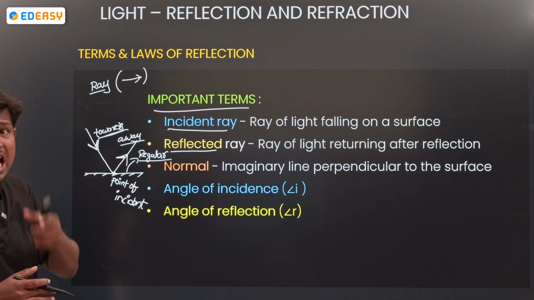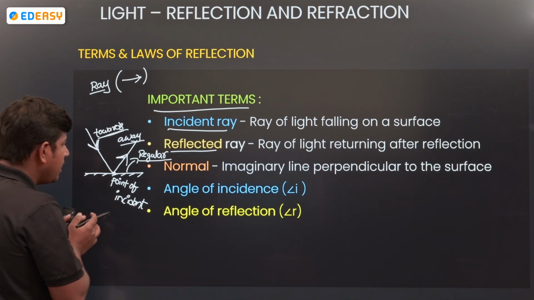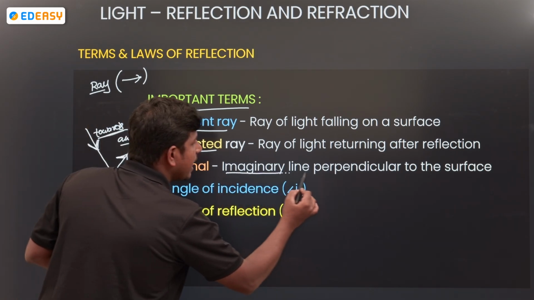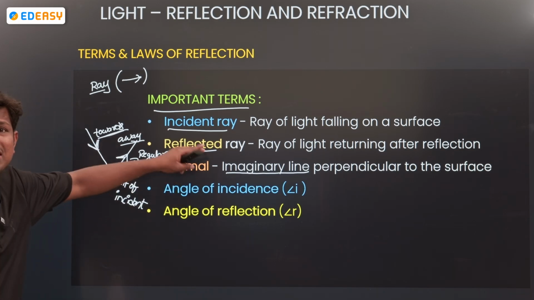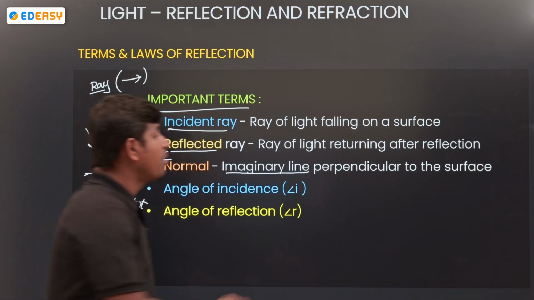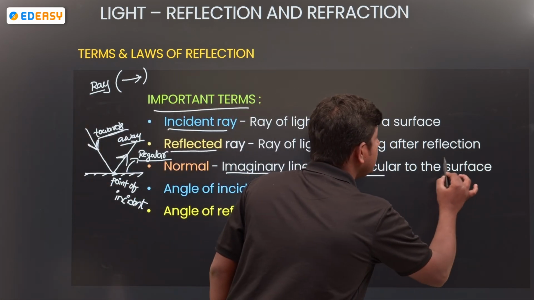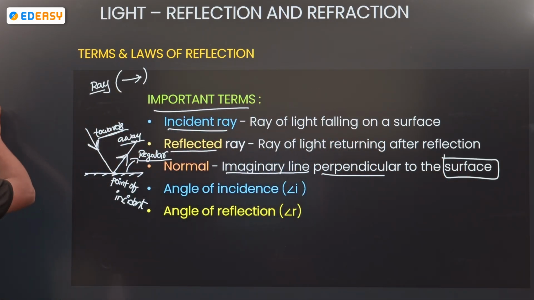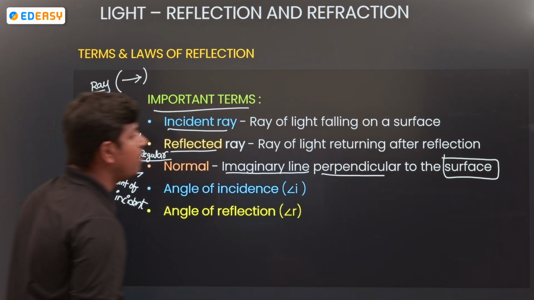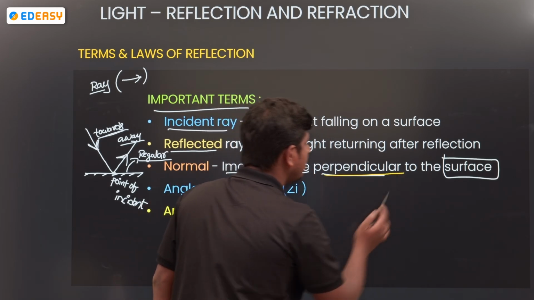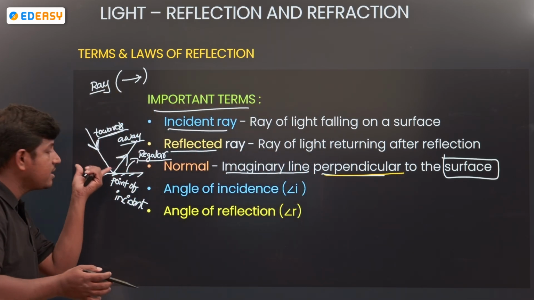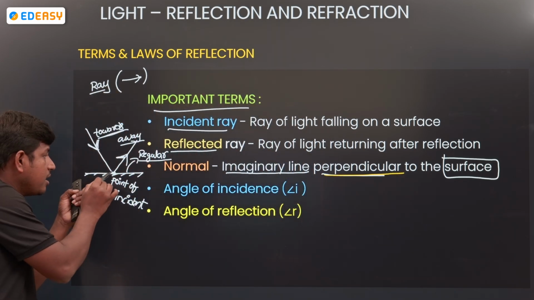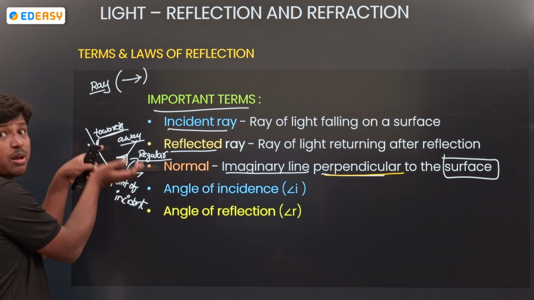And what is the normal? Normal is an imaginary line. How will it be? Perpendicular to the surface. See, here is that surface, and to the surface it is perpendicular.